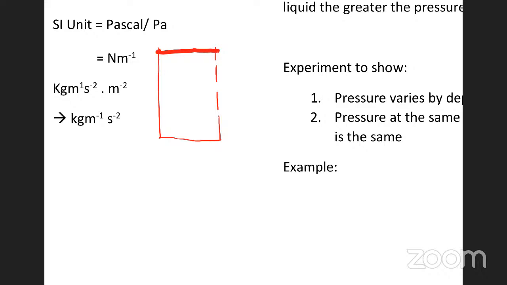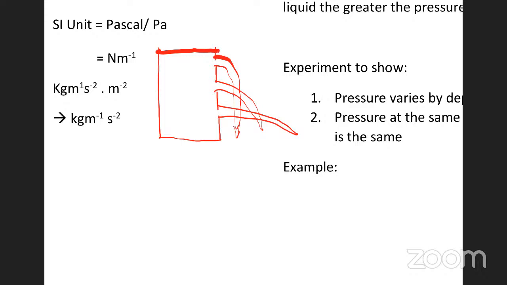Of course, water will come out, right? The water at the bottom will come out the furthest because pressure is the greatest down there, right? The one in between is in between, and the top one is the shortest. That's the experiment to show that pressure varies with depth.